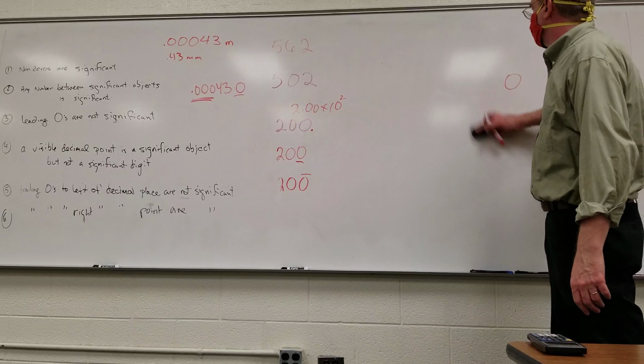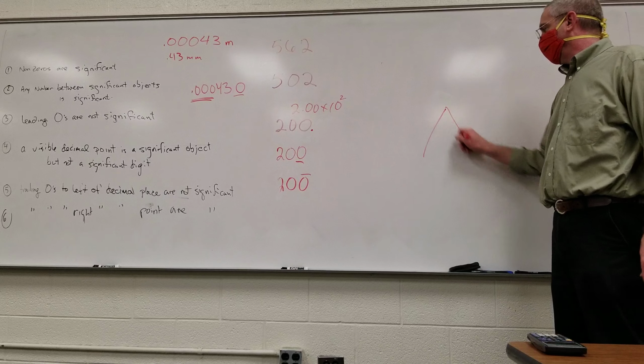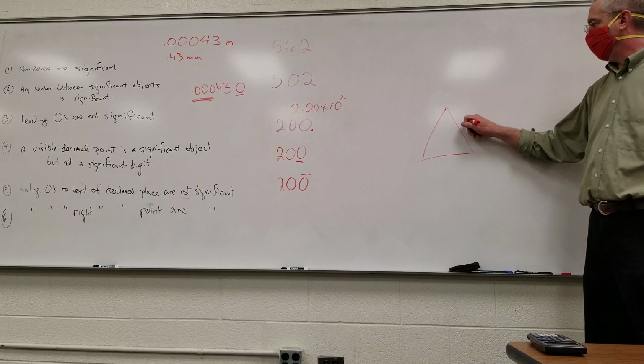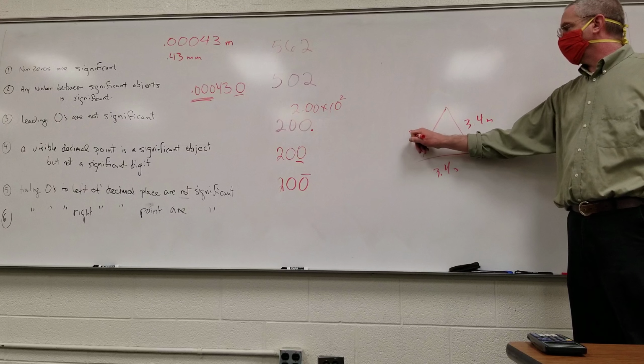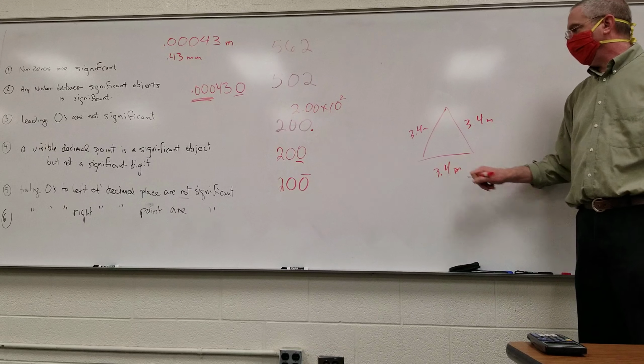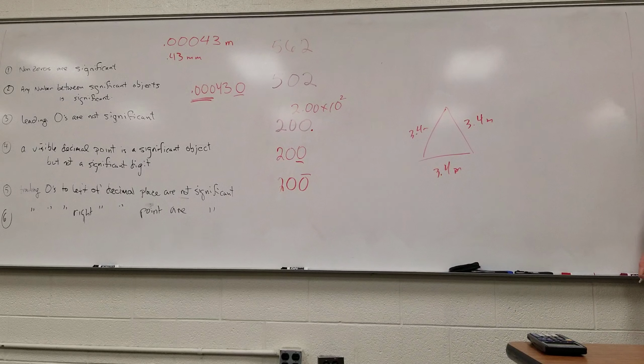Let me do it a little bit differently. I have a triangle, an equilateral triangle. 3.4 meters, 3.4 meters, 3.4 meters. And I wanted to find the perimeter. What would I do? Add them together.